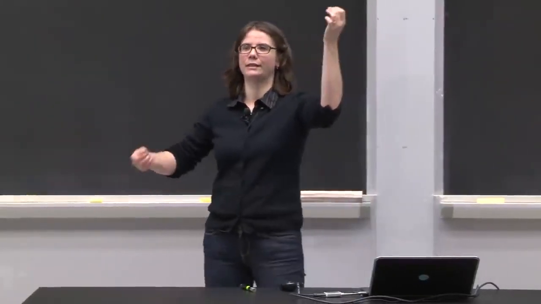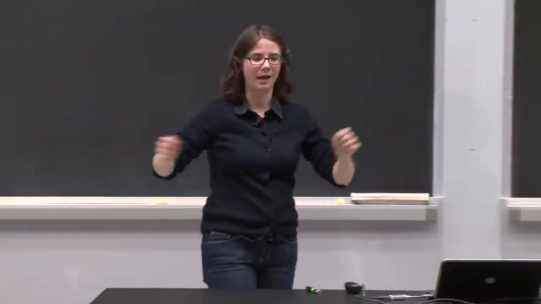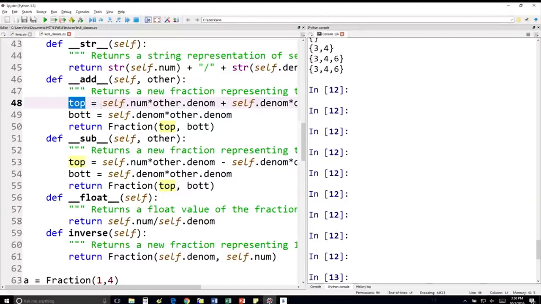It's my numerator multiplied by the other denominator plus my denominator multiplied by the other numerator, and then divided by the multiplication of the two denominators. So the top is going to be that. The bottom is going to be that. Notice that we're using self dot. Once again, we're trying to access the data attributes of each different instance, of myself and the other object that I'm working with. So that's why I have to do self dot here.